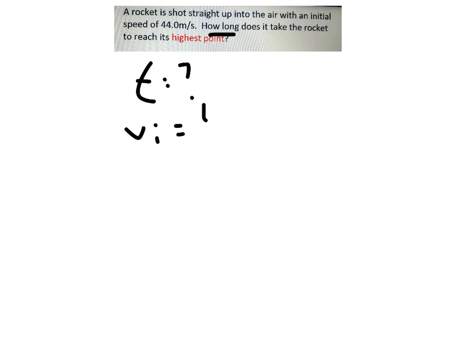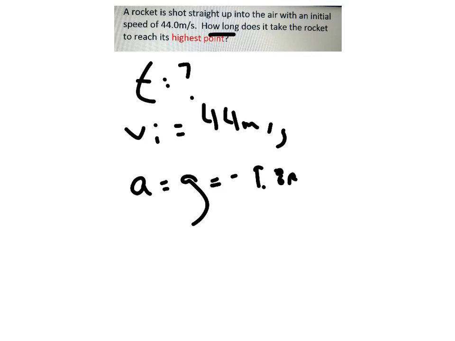That's your Vi, 44 meters per second. It was up, so that stays positive. Again, it's in the air. It's not being pushed by anything but gravity. So the acceleration is going to be due to gravity. So we say little g, and it is again negative 9.8 meters per second squared. For this free fall chapter, the acceleration is always going to be the negative 9.8 meters per second squared.